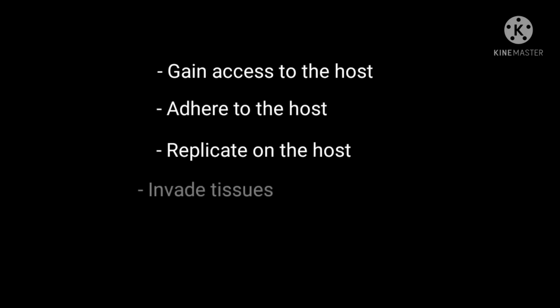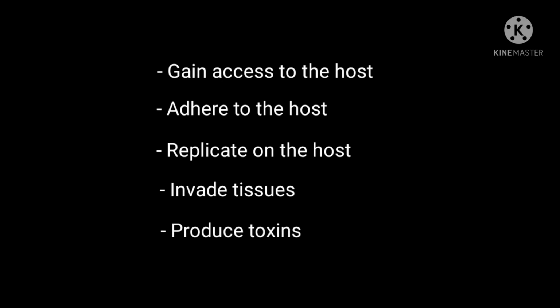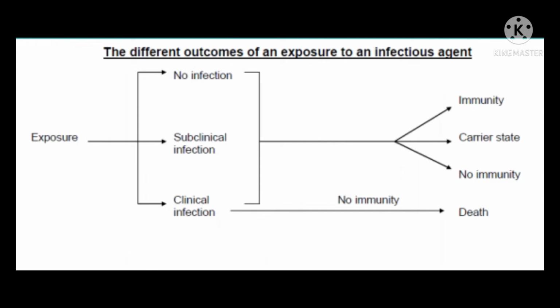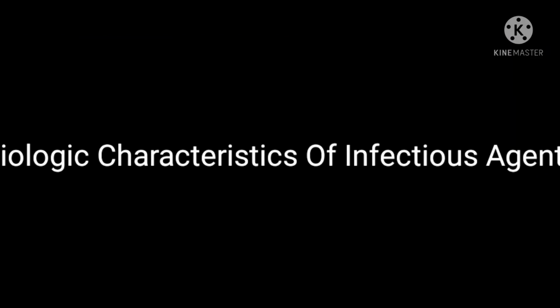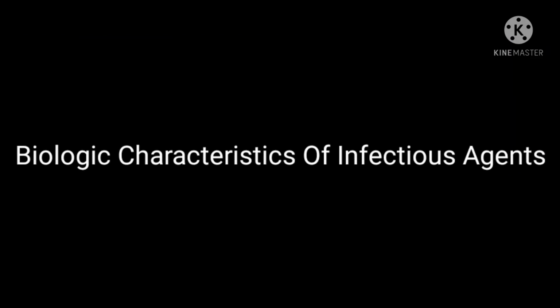First is gain access to the host. Then, adhere to the host, replicate on the host, invade tissue, and produce toxins or other agents that cause host harm. This figure indicates the different outcomes of an exposure to an infectious agent. Let's go to the biology characteristic of infectious agents.